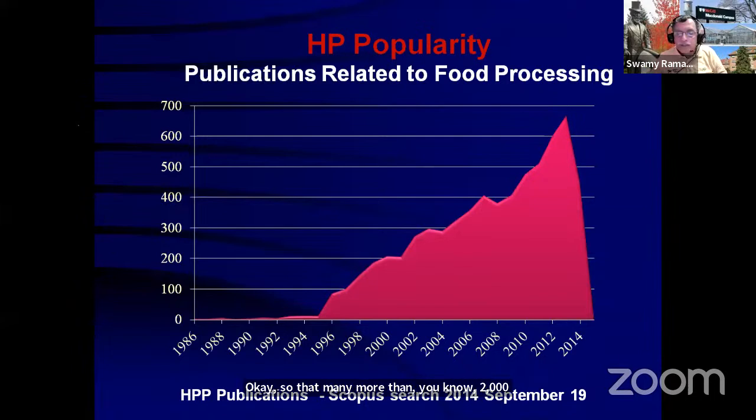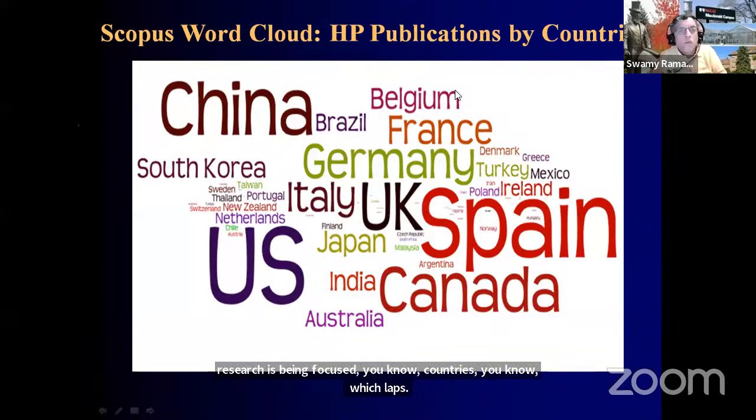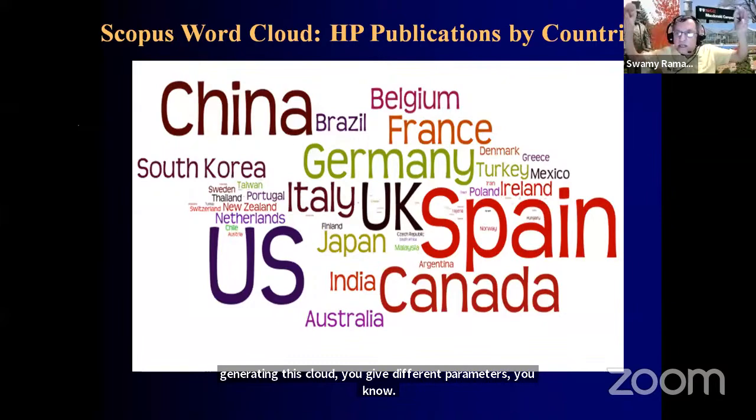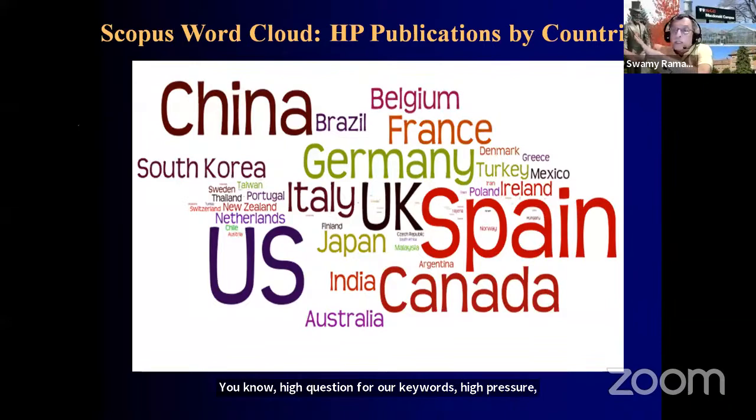I just want to use this to show where the research is being focused, which countries, which labs. This is called a Scopus Word Cloud. When you're generating this cloud, you give different parameters: first keywords, like high pressure, and then the country, then the institution, and then the person. So you can do all of them through the Word Cloud, and it can generate very interesting plots.